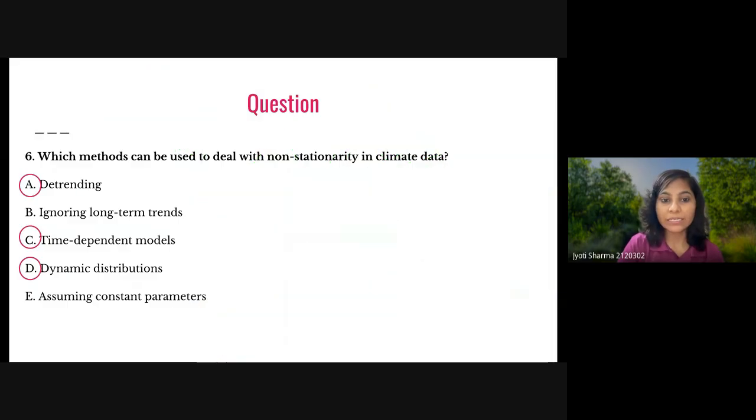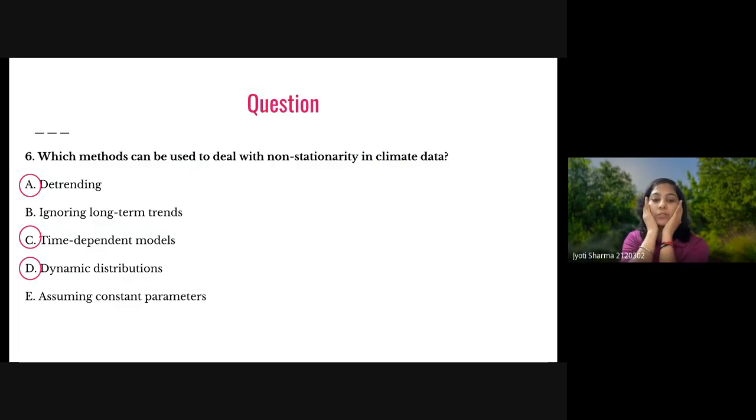So we can do detrending to remove the non-stationarity. If we are ignoring the long-term trend, then we are not dealing with non-stationarity; we are keeping the non-stationary data in our climate data set. Time-dependent models consider the time, and based on that they apply the statistics and the distribution. So this is how we can deal with non-stationarity.